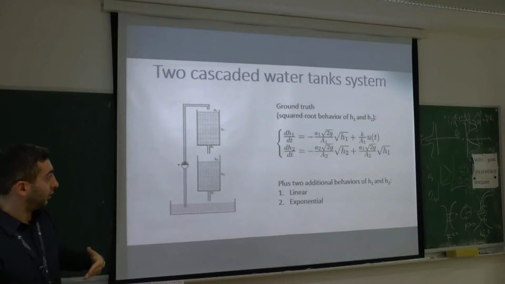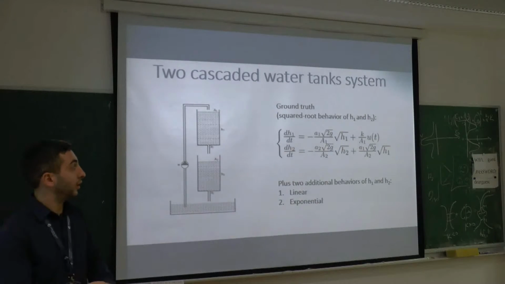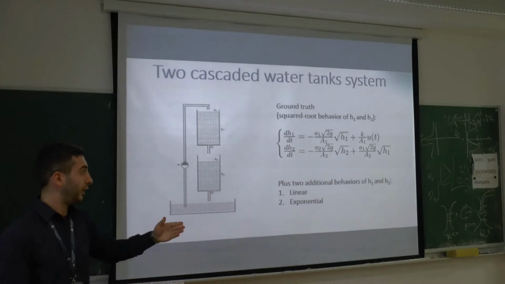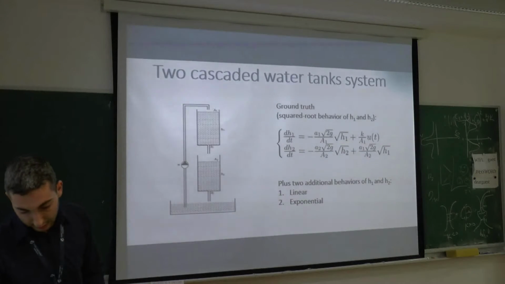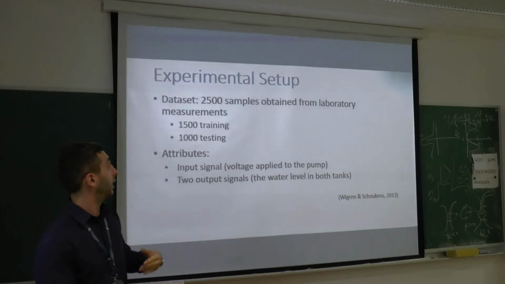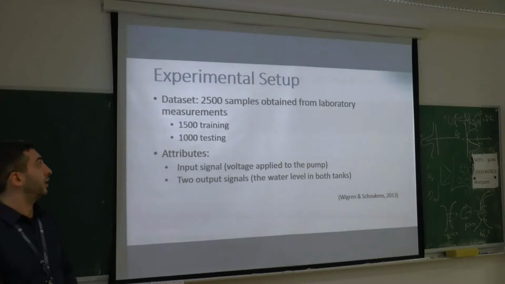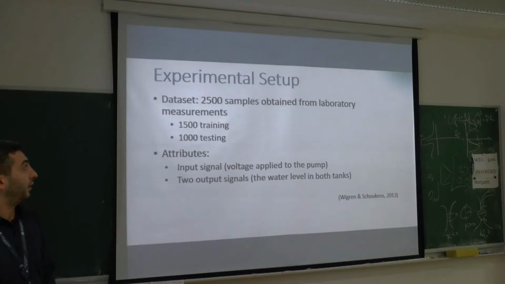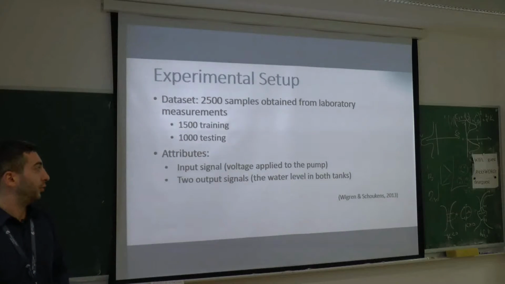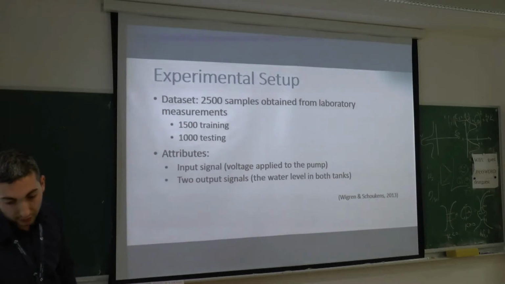Our task is to model the behavior of the lower tank, and also in the process-based modeling library we encode some alternative behaviors of H1 and H2, which are linear and exponential. The experimental setup is as follows. The data set consists of 2,500 samples from laboratory measurements, split into a train and a test set of the input signal, which is the voltage applied to the pump, and the two output signals, which are the water height level in both of the tanks.